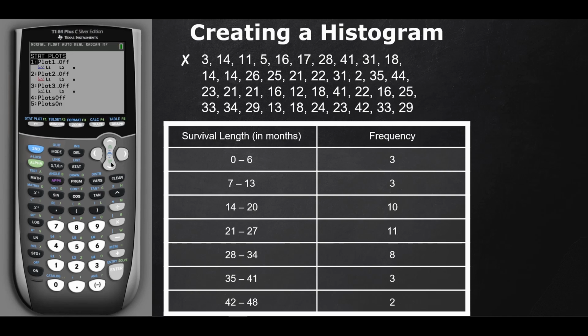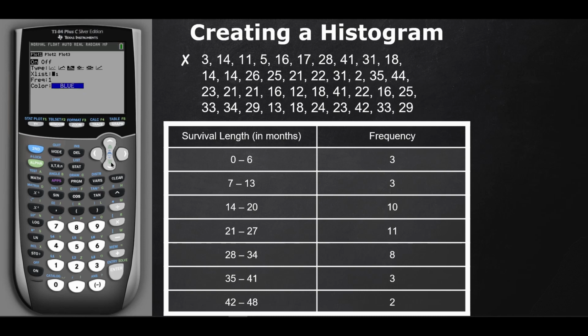So here we got 3 stat plots that we can have activated. We'll just choose the first one because it's the first one. And we're gonna activate it. We're gonna go to on. And here we have different graphs that we can use. Since we're working with the histogram, we're gonna choose the third one there. That is our histogram.